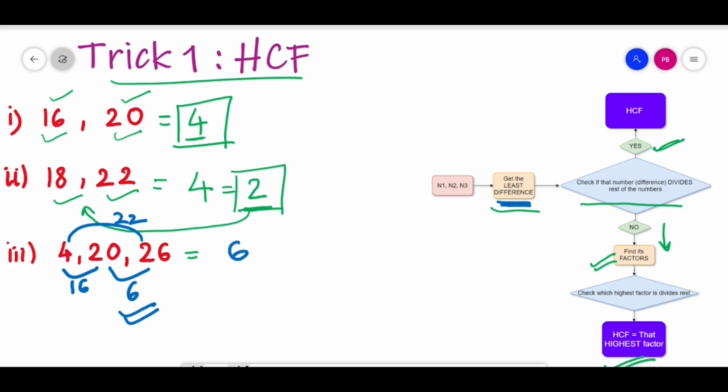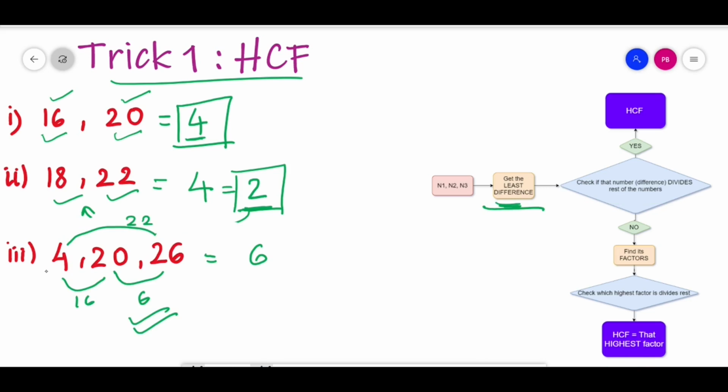Now check if this number divides rest of the numbers or not. So we can clearly see that 4 is not at all divisible by 6. So move on to the next step. We need to find out its factors. Factors of 6, you have to start with the highest factor. So let's start with 3.